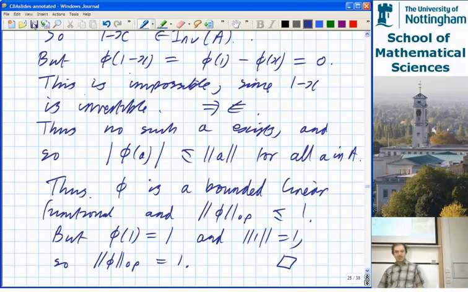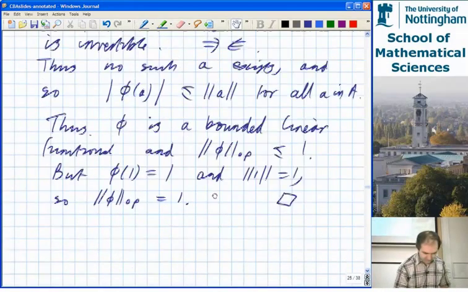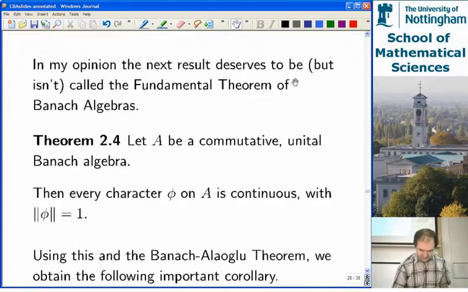So I think that's a great fact. Just from being a character, a multiplicative linear functional on a Banach algebra, you automatically have to be continuous. Not true for normed algebras. There are loads of discontinuous characters in general. There are loads of discontinuous characters on normed algebras. So we've proven Theorem 2.4.